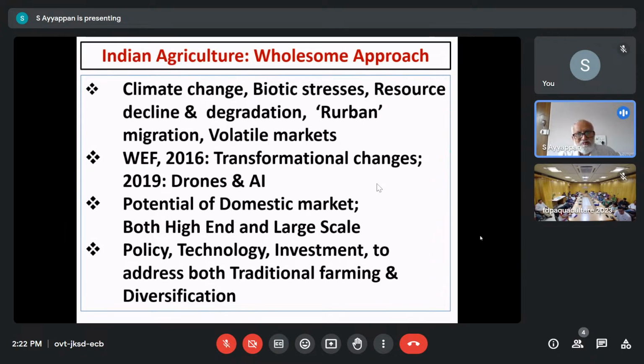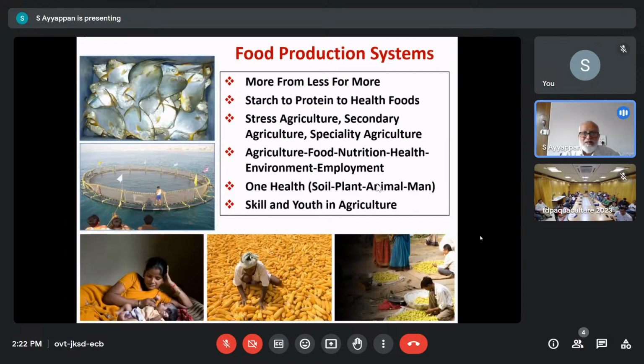But then the problems also I just mentioned, climate change, and then the World Economic Forum since 2016, for the last 6 years, have been discussing agriculture in different ways. Fortunately, we have a very huge domestic market, 143 crore people out of 800 crores. That's the dimension, and so that's what we need to capitalize upon. And in the food production systems, what we are talking of now is from less for more, a shift from starch to protein to health foods, particularly after COVID 19. Everybody talks of immunity, the health, the protein content, and so on.